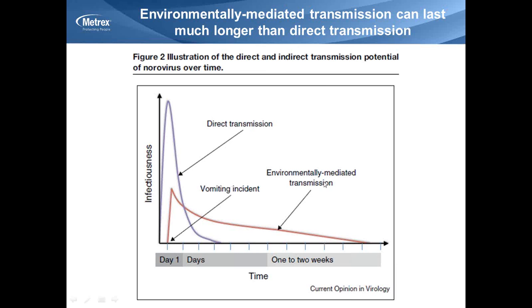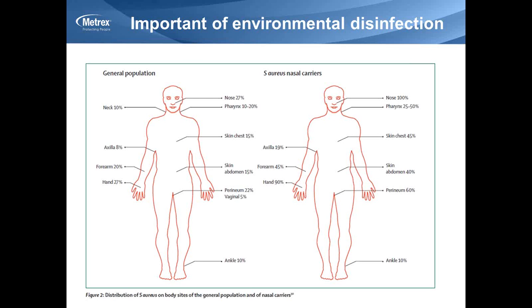Then let's switch gears from norovirus to another case study, which is Staphylococcus aureus, which can also be MRSA, methicillin-resistant Staphylococcus aureus. Yesterday a person also asked a question about MRSA. Staphylococcus aureus is a gram-positive bacteria. Actually, it is normal bacterial flora on human skin and on different human body parts.